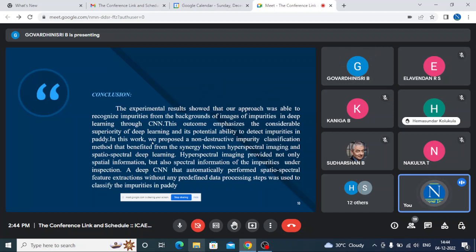What is the enhancement for this? To improve the quality of food production, sir. Without impurities, we want to give good quality paddy grains and rice, sir. We try to avoid the outliers from the paddy, maintaining the quality.